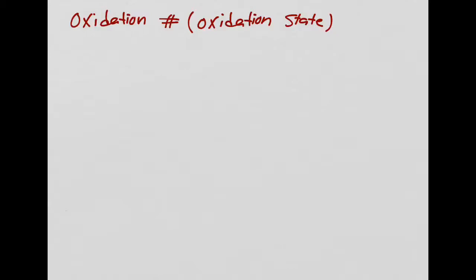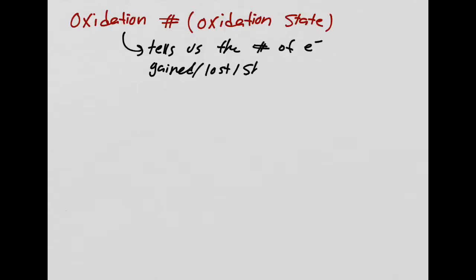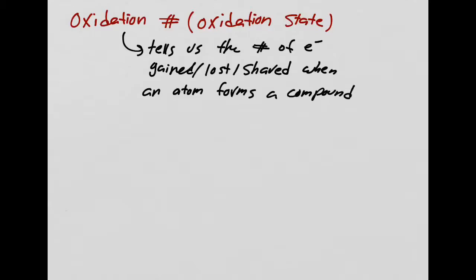Now, oxidation number or oxidation state tells us the number of electrons gained, lost, or shared when an atom forms a compound. So the number of electrons lost, gained, or shared when an atom forms a compound. So far, so good. Okay.